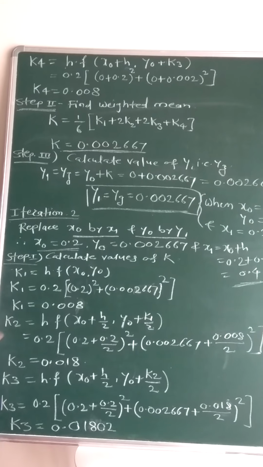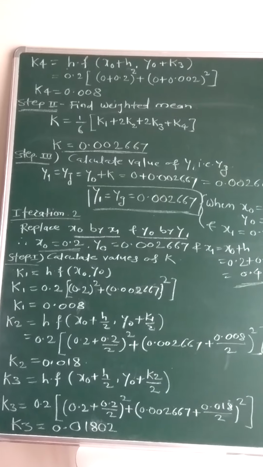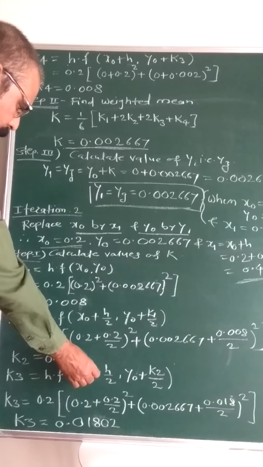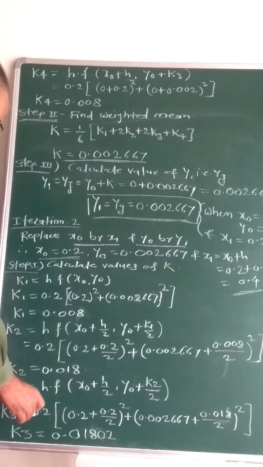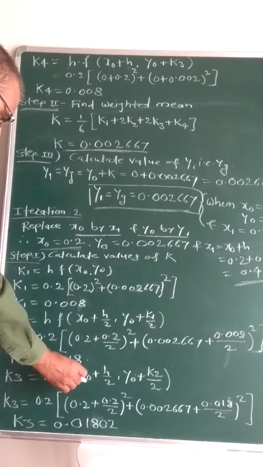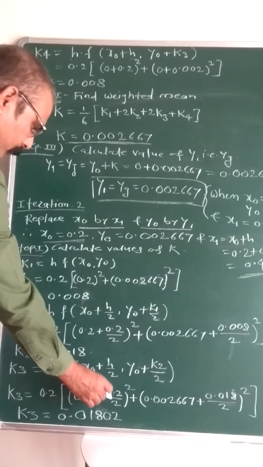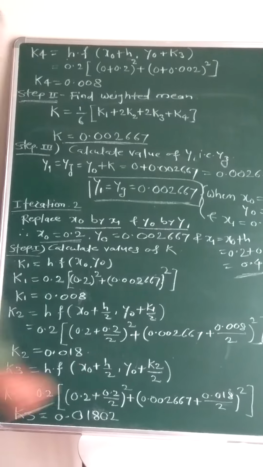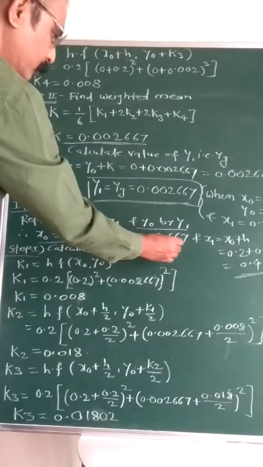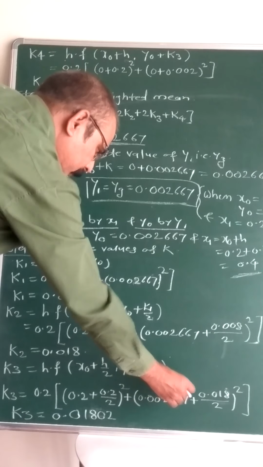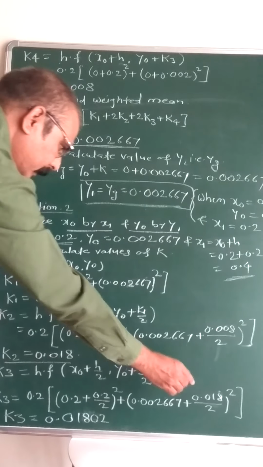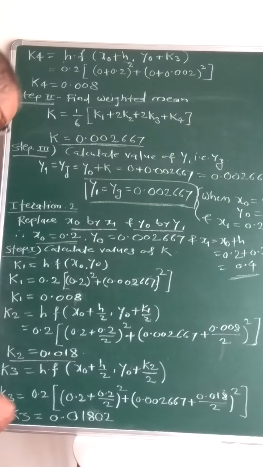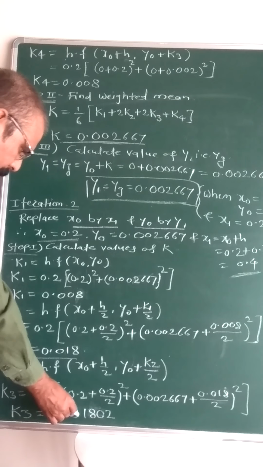Now the third value is k3. k3 is equal to again h of x0 plus h by 2 comma y0 plus k2 by 2. Now h is equal to again 0.2, x0 is 0.2, h is 0.2 by 2 bracket square plus y0 is 0.002667 plus k2 is 0.018 divided by 2 bracket square, and it is equal to 0.01802.